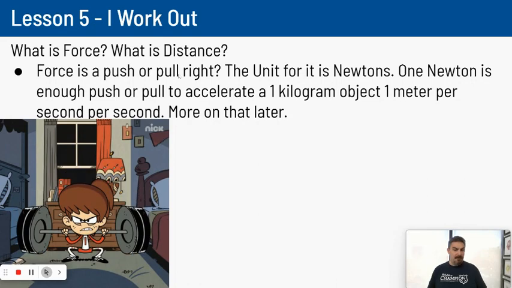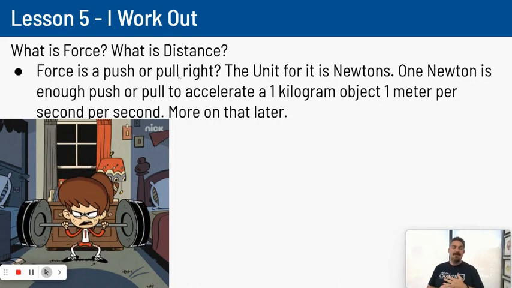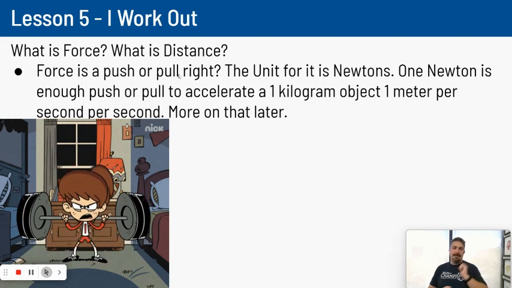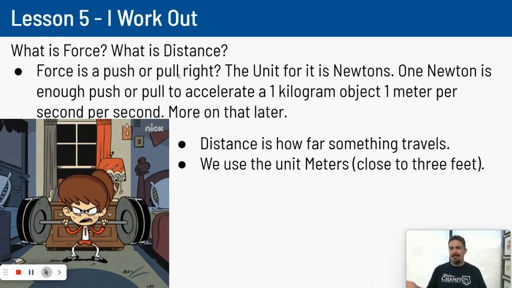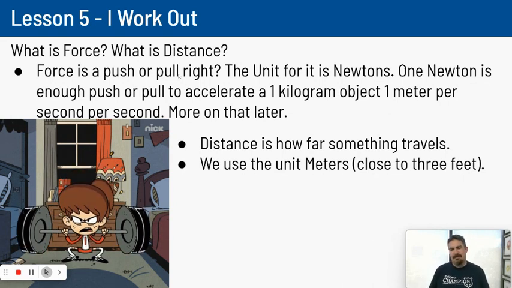Force is a push or pull, right? We talked about this before. And the unit we use to talk about force is newtons. 1 Newton is enough push or pull to accelerate, to speed up a 1 kilogram object 1 meter per second. And we'll go into more detail on this later. Distance is how far something travels. We use meters in physics typically, which is about 3 feet. It's close to, but not quite a yard.